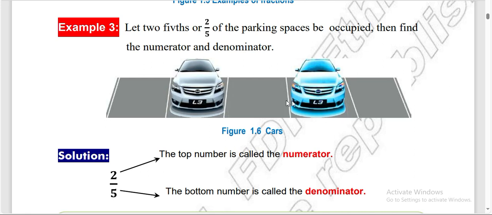From those 5 sections, 2 are occupied, which means that 2/5 are occupied, which means that 2 is the numerator and 5 is the denominator. So in 2/5, the top number is called the numerator. The bottom number is what we call the denominator.